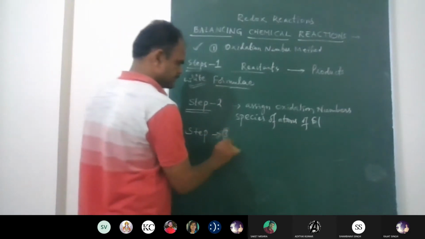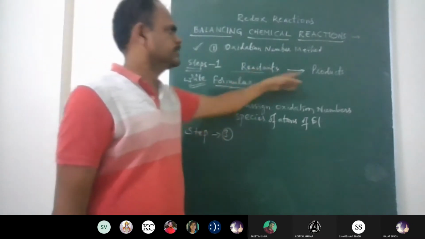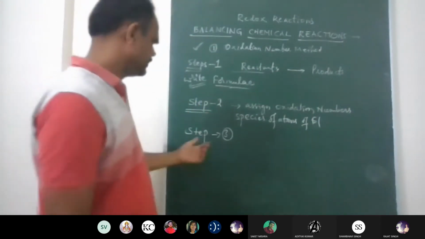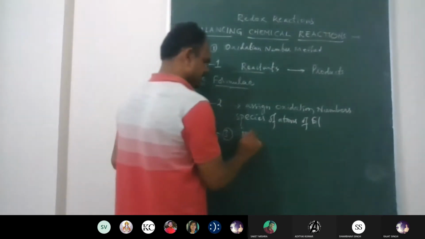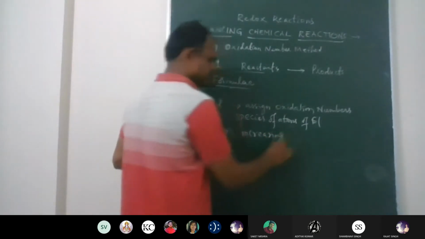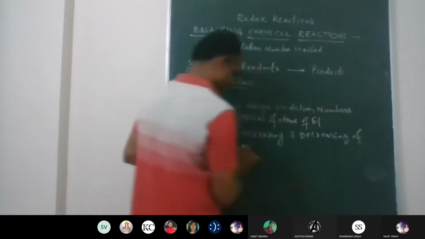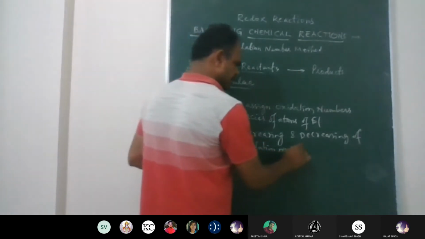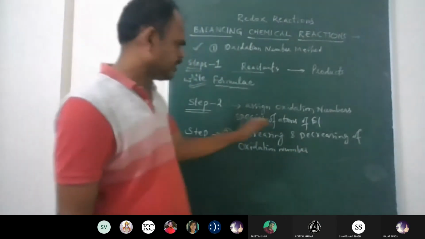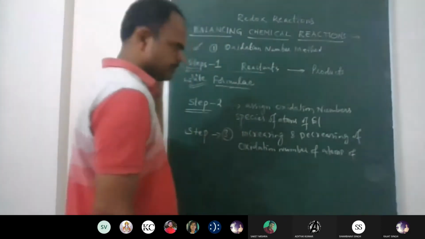Step 3. After assigning the oxidation numbers of the atoms of elements in the reactants and the products, in step 3 we should calculate or find out the increase or decrease of oxidation number of the atoms of elements.